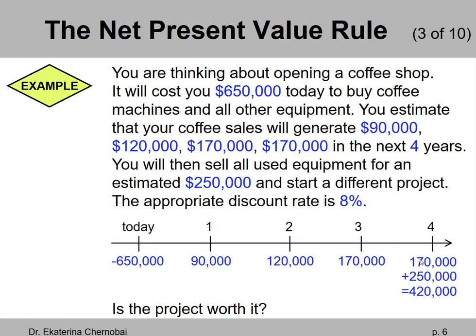So why don't we simplify what's going on at the end of the fourth year and replace it with the sum, 420,000. So 170K in profit from coffee sales plus 250,000 from selling all used equipment is simply $420,000 that would be coming in that year. And the question is the project worth it? Should we accept it? Should we start this coffee shop business or not? Or should we walk away from this investment opportunity?